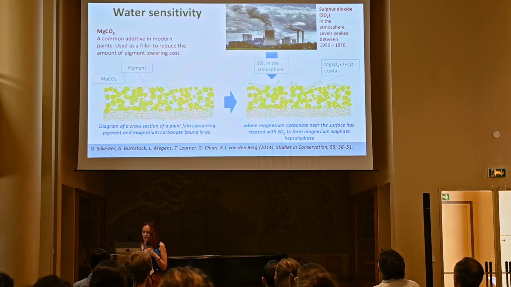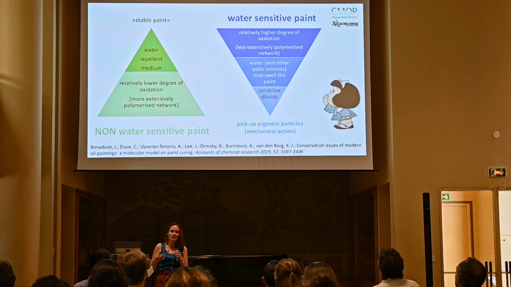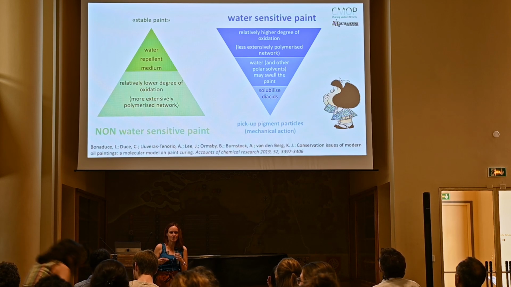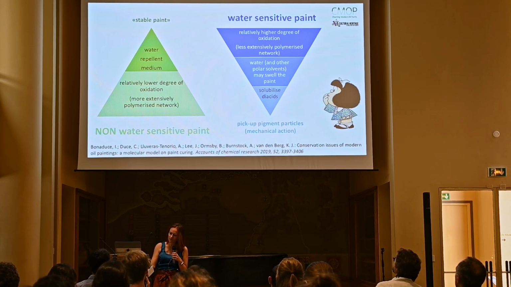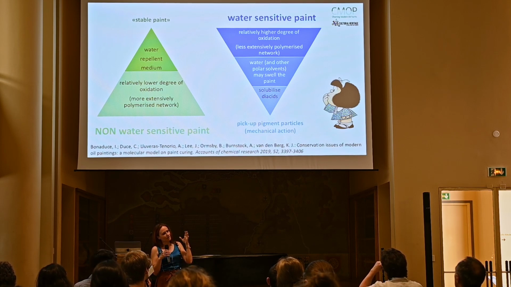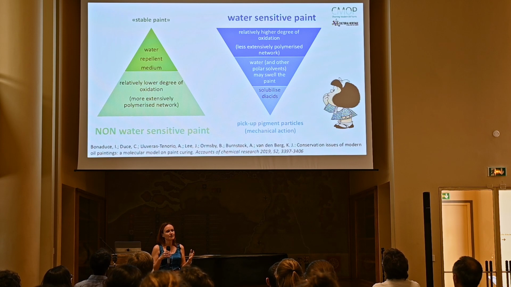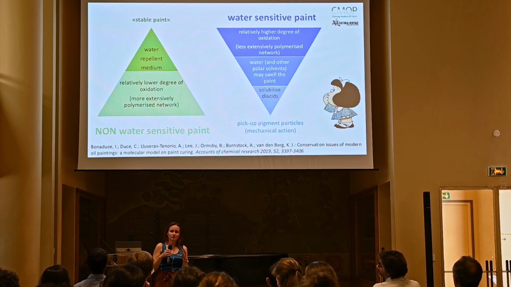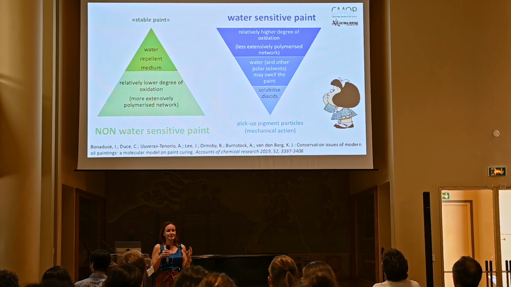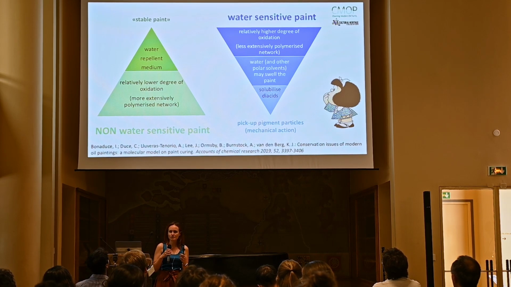But then we also knew, my colleagues knew, I didn't at the time, that there were paint layers that were sensitive to water even if they did not contain any magnesium carbonate in the first place. So by the end of the project, we became quite convinced that this was related to the molecular structure of the cross-linked fraction. If the polymeric network of a paint layer was not very polar and well cross-linked, then the paint layer was quite stable. But if the cross-linked fraction was not very extensively cross-linked and was polar, then it was sensitive to the action of polar solvents, might swell up when the water was applied, the water would solubilize what is soluble, like diacids, for example, and then the pigment particles might get picked up mechanically.